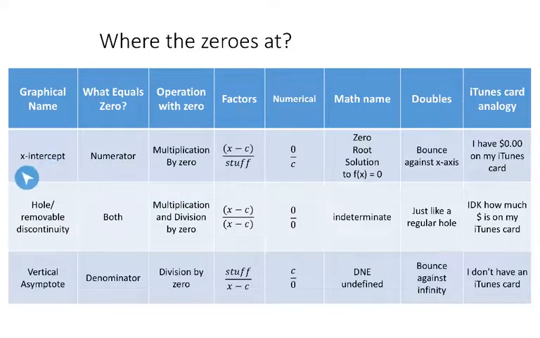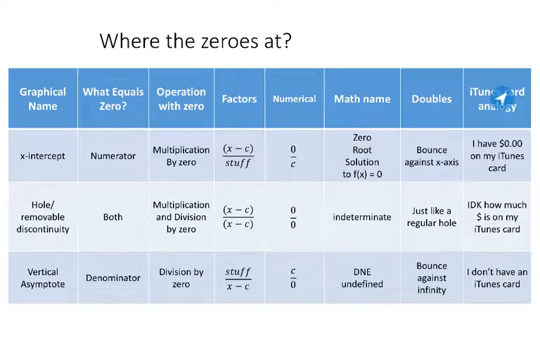So again, the graphical name is the x-intercept. What's going to equal 0? The numerator is going to equal 0. What operation with 0 is happening? It's kind of like we're multiplying by 0. What's it going to look like? You're going to have a factor on top and then something else, or just 1 on bottom. Numerically, it's going to look like 0 over 4 or 5 or some other number. Okay? The math names that we have for this are zeros, roots, or even solutions to f of x equals 0. If you double that root, that's when it bounces against the x-axis.